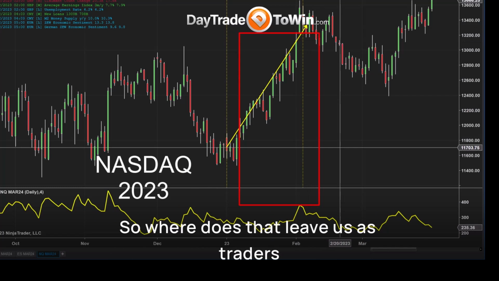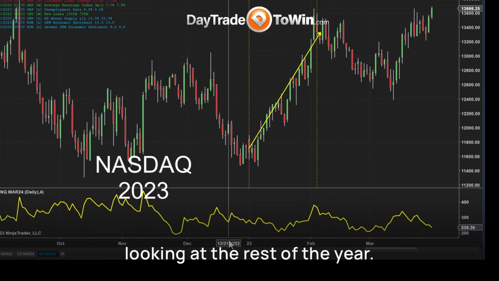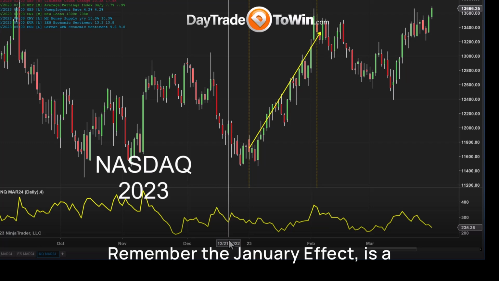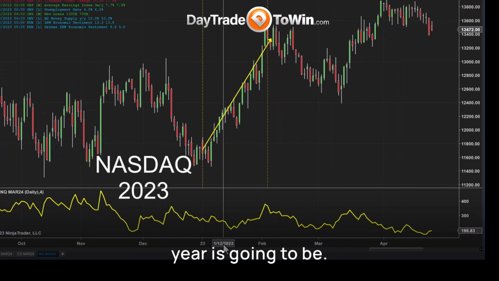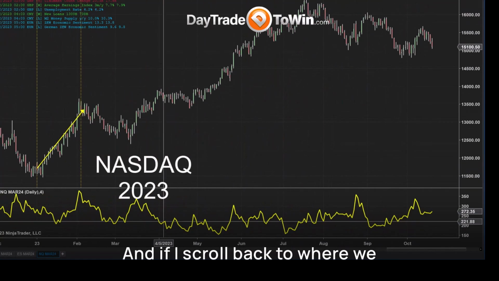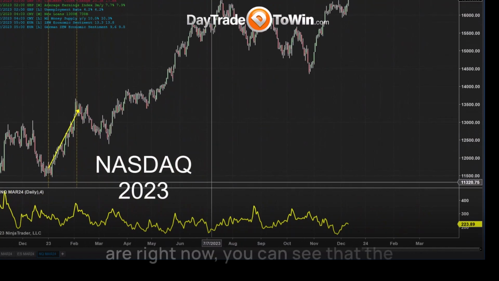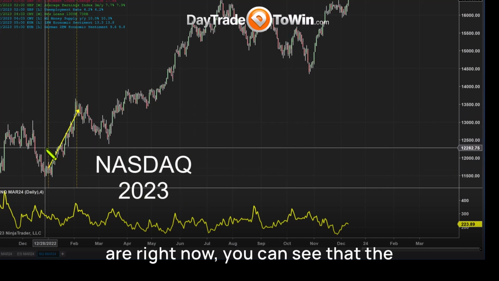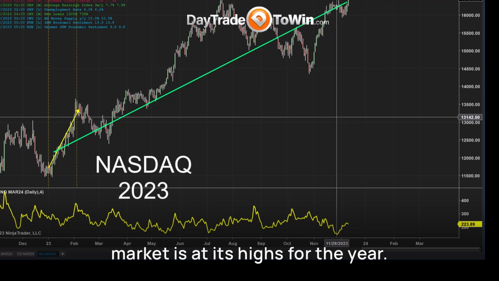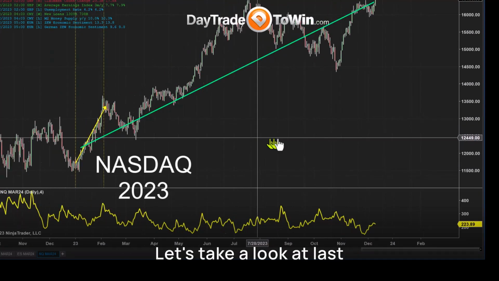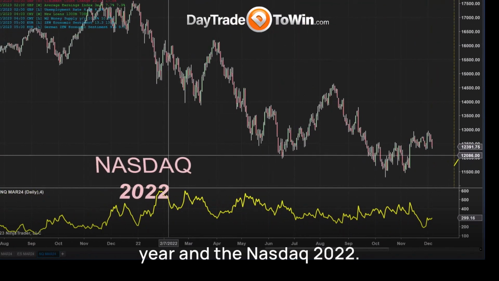So where does that leave us as traders looking at the rest of the year? Remember, the January effect is a great way to forecast what the year is going to be. And if I scroll back to where we are right now, you can see that the market is at its highs for the year. Again, this is a great example. Let's take a look at last year on the NASDAQ 2022.